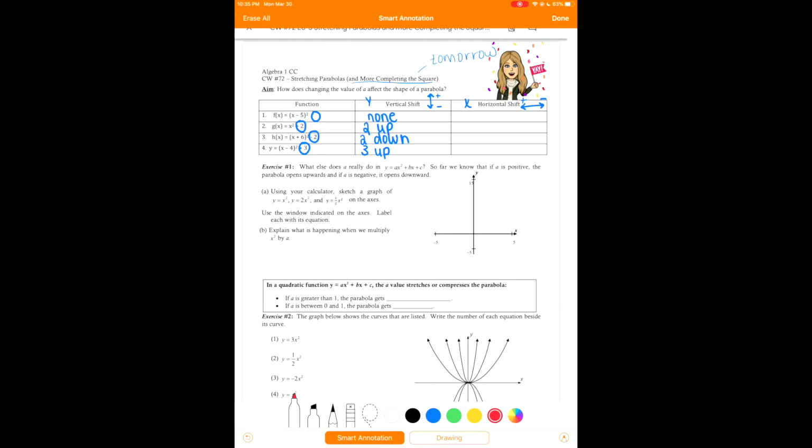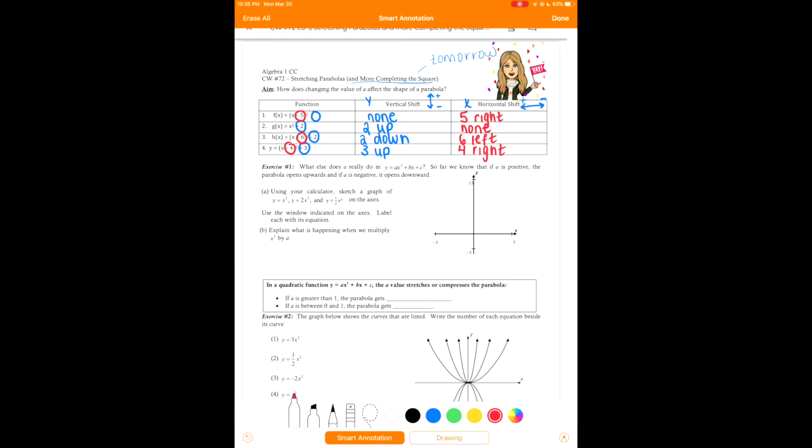And then for the horizontal shift, we're talking about the number inside the parentheses with the X. So for number 1, I'm subtracting 5, so that means I'm going 5 units right. For number 2, I don't have a number inside the parentheses with the X. Notice I didn't circle anything, so that means I don't have a horizontal shift. For number 3, I'm adding 6 to the X, so that means I'm going 6 to the left. And for number 4, I'm subtracting 4, so that means I'm going 4 to the right. And that's a review from classwork 70.